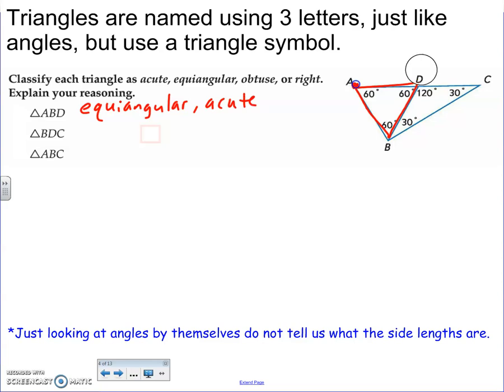Next one is BDC. So if I'm at B, going to D, going to C, closing this. Look, the angles are 30, 30, 120. I see an angle bigger than 90, so that is obtuse.